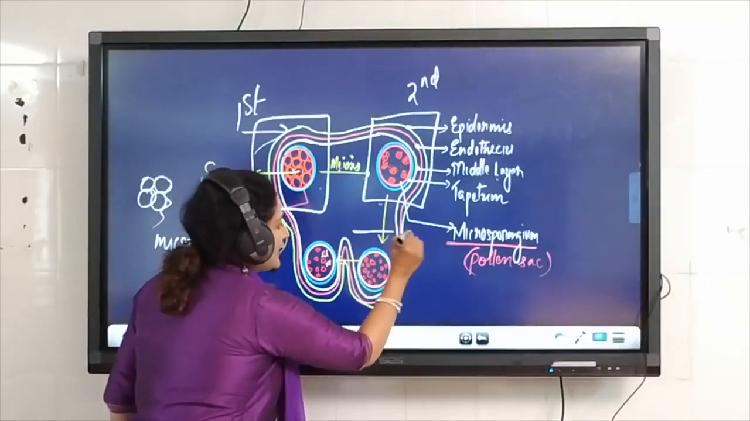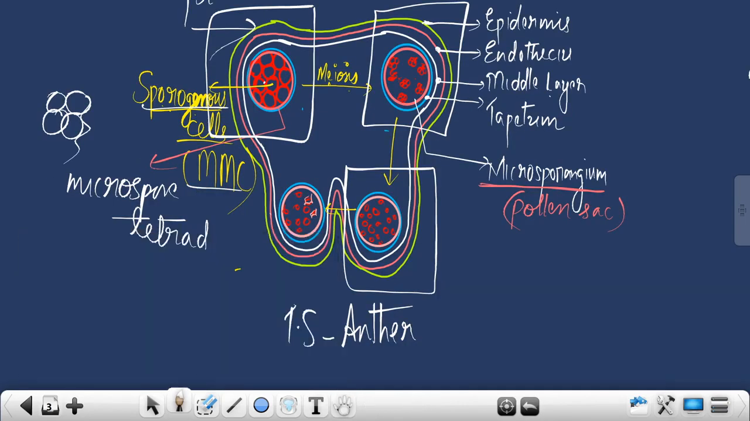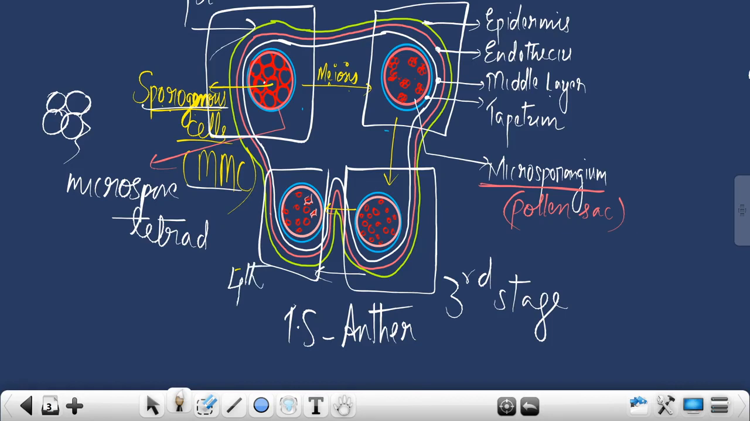Next, again the anther is maturing. On further maturation, the microspores dissociate from each other. They separate from each other. So the next diagram is depicting the third stage where the microspores just separate from each other. And on further maturity, this is depicting the fourth stage. What happens? The microspores get transformed into the pollen grain.